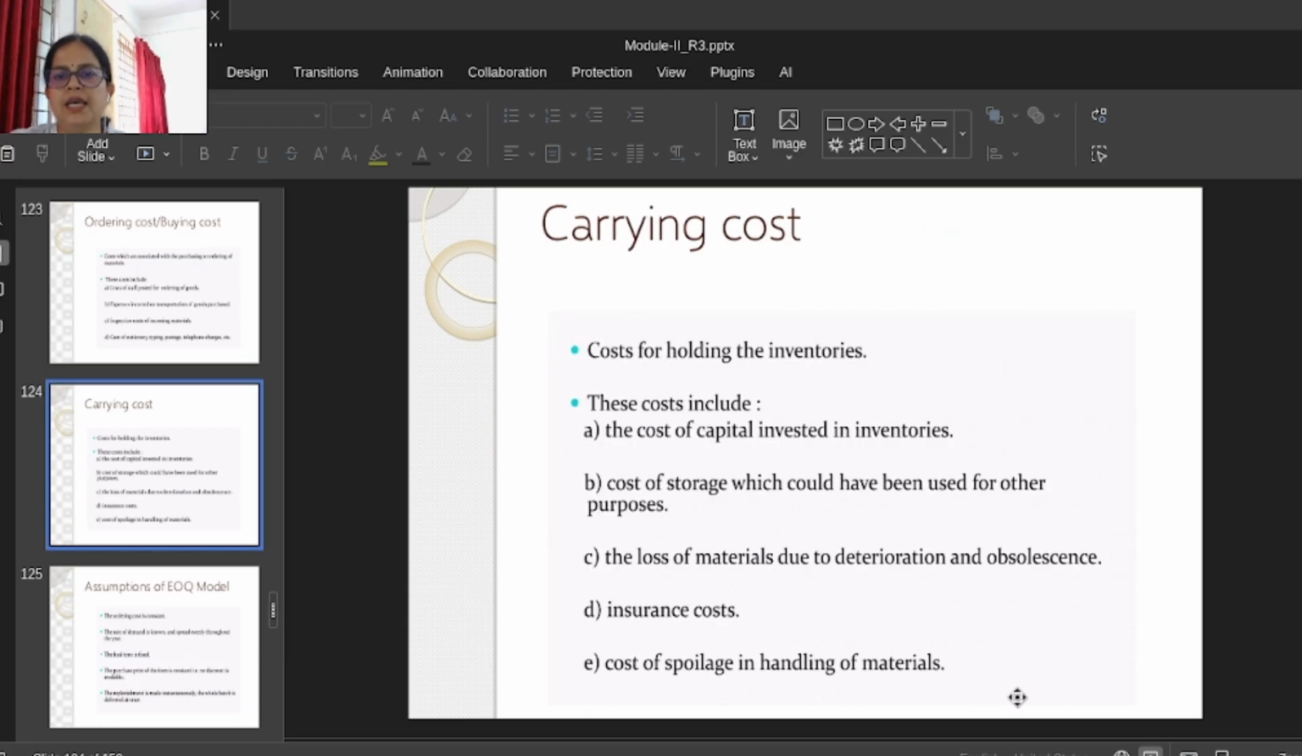Carrying cost includes the cost of capital invested in inventories, cost of storage, the loss of material due to deterioration or obsolescence, then insurance, and the cost of spoilage or handling of the material. So these are called the carrying cost or holding cost.